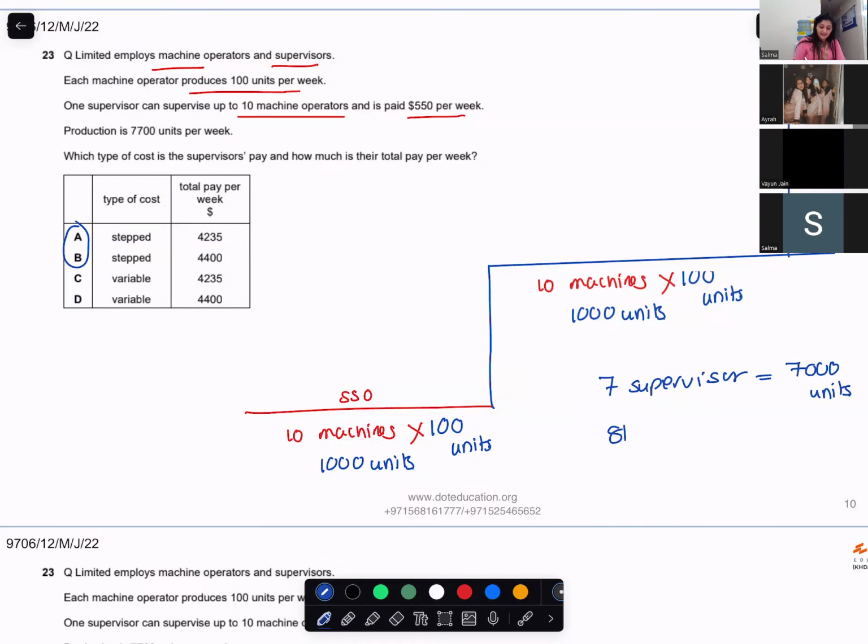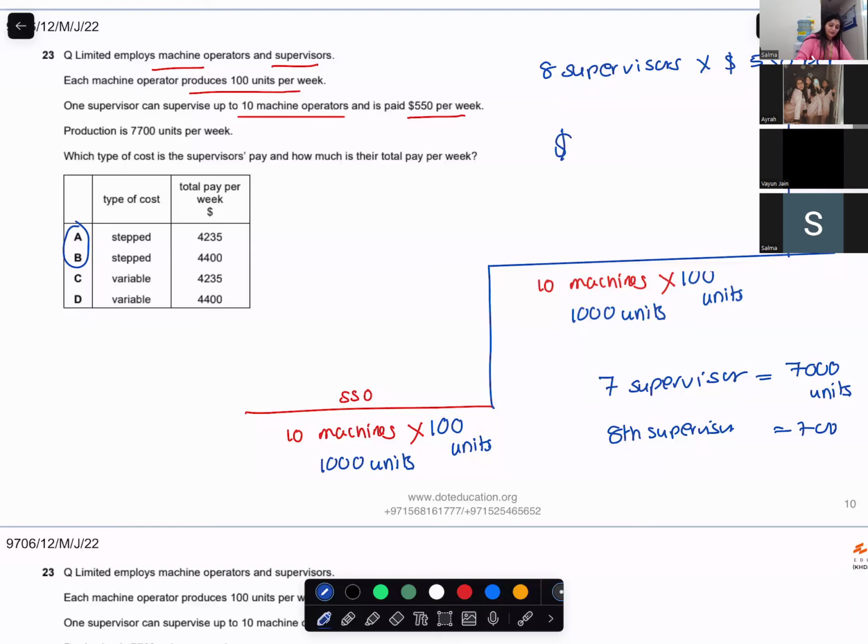And you will need the 8th supervisor? For the 700 units. That means in total you need 8 supervisors. 8 supervisors, and per supervisor is going to be paid $550 per week. So 8 into 550.